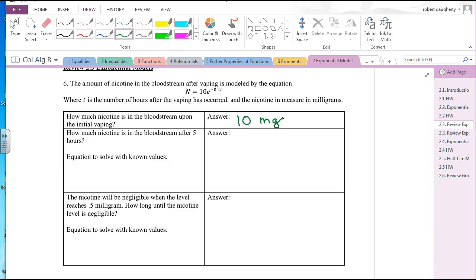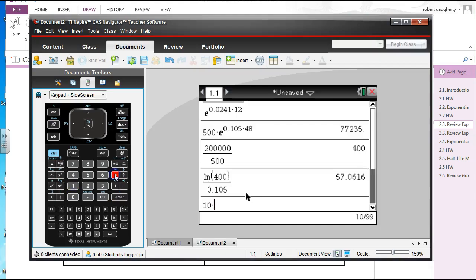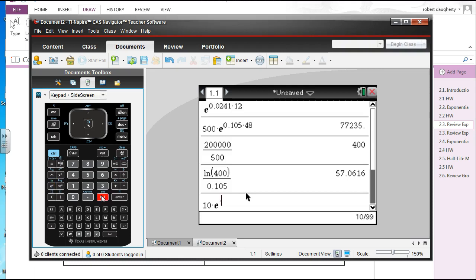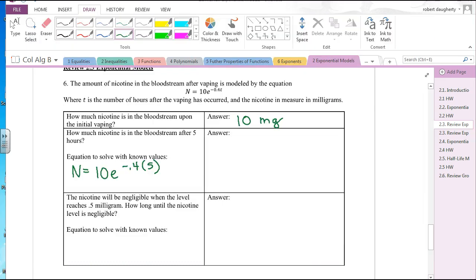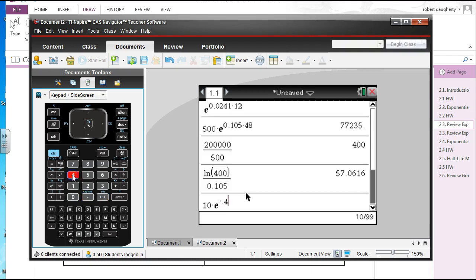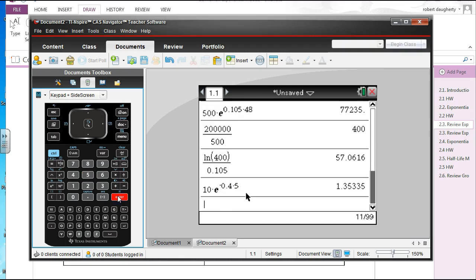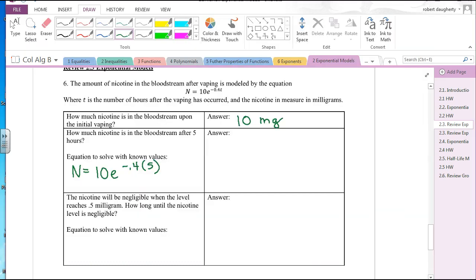How much nicotine is in the bloodstream after 5 hours? So that is when I substitute t equal 5. So N is equal to 10 e to the minus 0.4 times 5. So I will use my calculator for that. 10 times e to the minus 0.4 times 5 for 5 hours, so 1.35. So that tells me 1.35 milligrams after 5 hours. Okay, so we started with 10 milligrams. After 5 hours, there's 1.3 milligrams of nicotine still in the blood system.